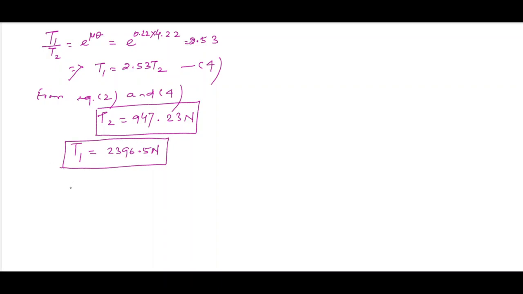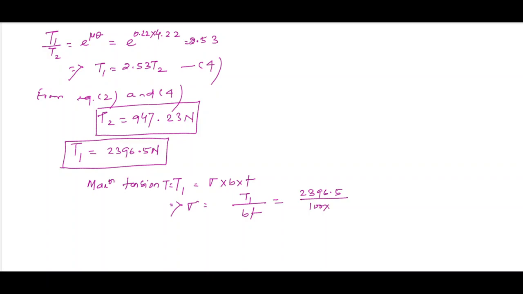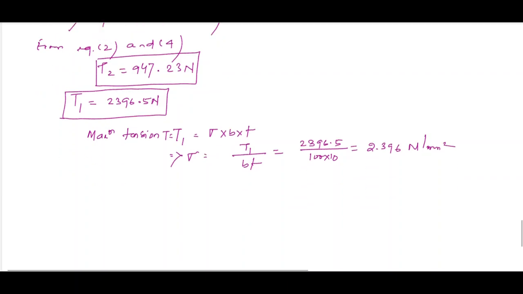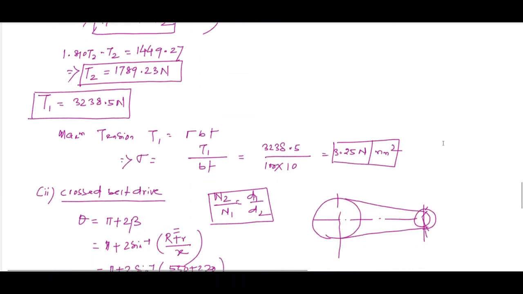Okay, now stress you can find out using this relation, that maximum tension T1 is equal to sigma into b into t. So sigma will be T1 by b t. So 2396.5 divided by 100 into 10. So 2.396 newton per mm square. Okay, then in the next problem, let's say this is example 6.